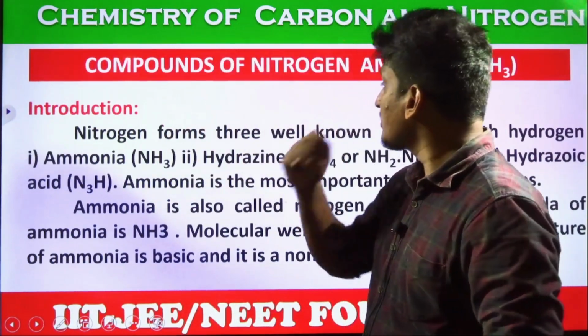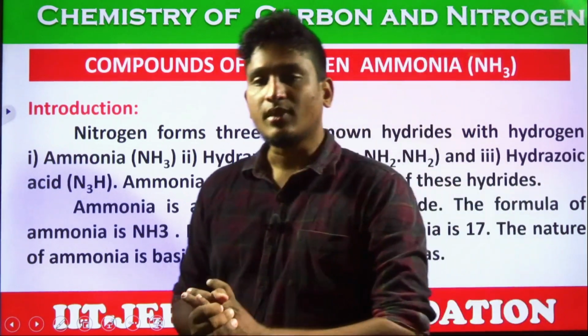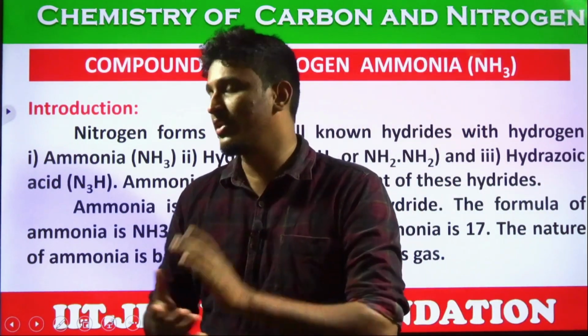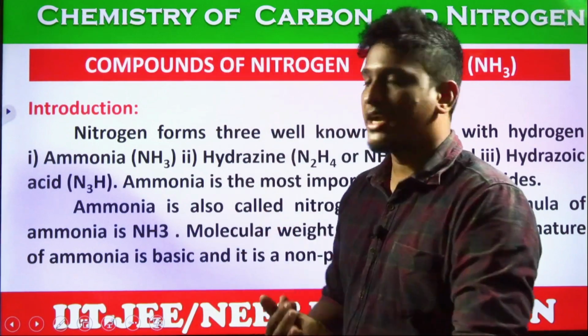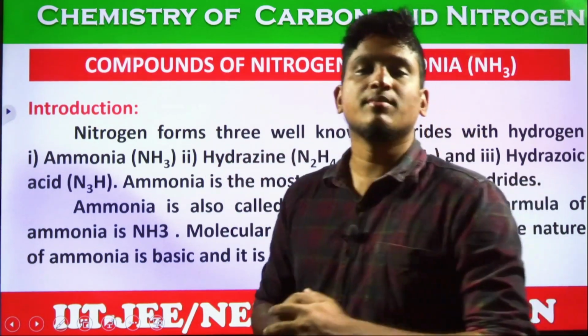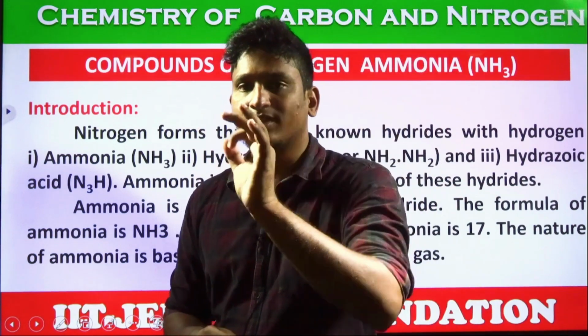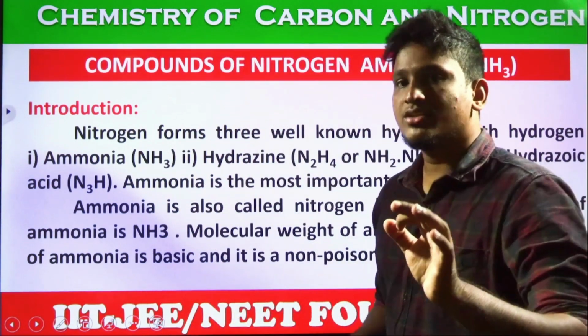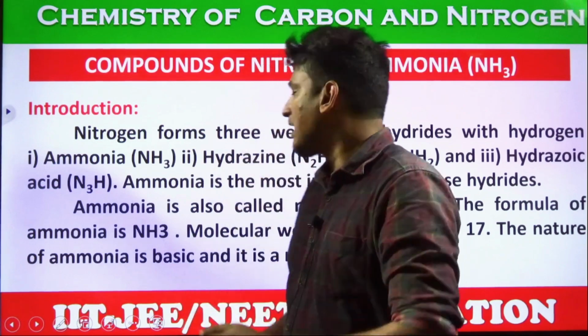Next, the compounds of nitrogen, students: we have ammonia. In this video we'll discuss ammonia, its compounds and its reactions, everything. Nitrogen forms three well-known hydrides. What is the ammonia formula? NH3. Nitrogen combines with hydrogen, and this combination doesn't give only one compound. Total three compounds are there, students.